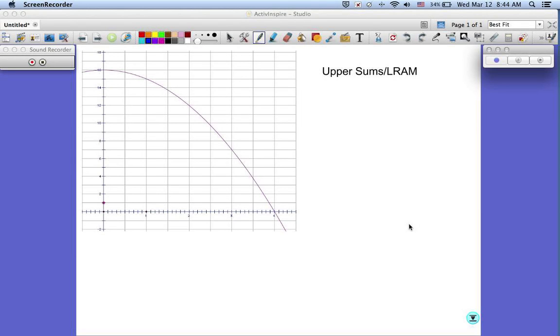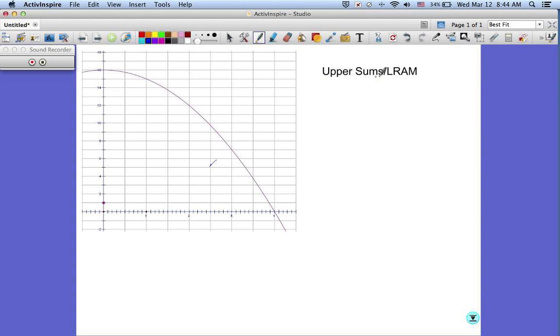Talk about upper sums, and for this particular graph, it's going to also be considered LRAM, as you notice up top here. Upper sums and LRAM. For this particular problem, these two are not synonymous. Okay, they are not synonymous. If that is spelled right, you know what I mean.